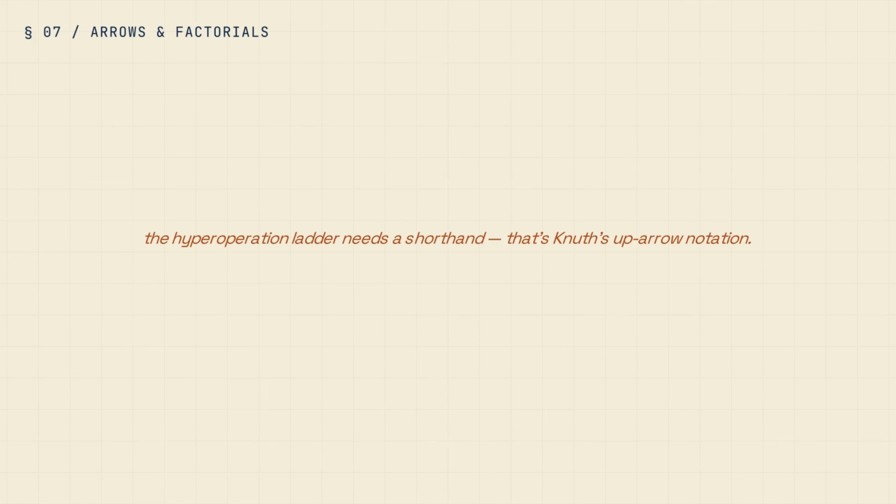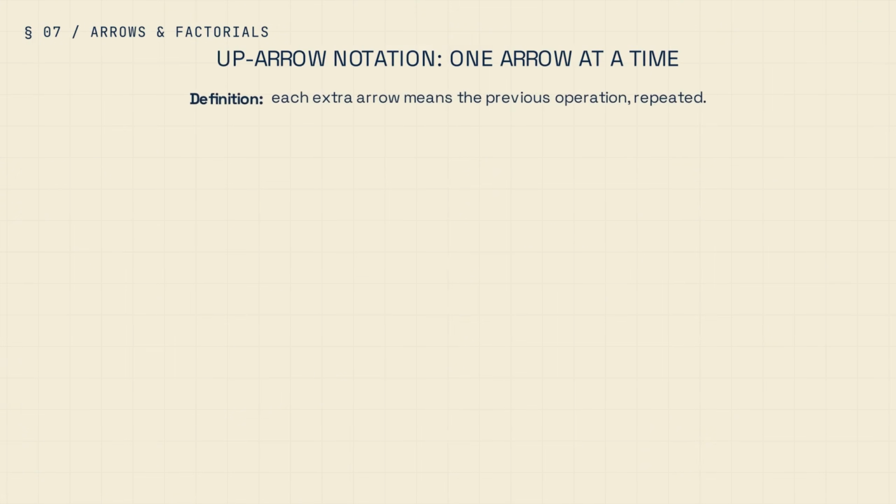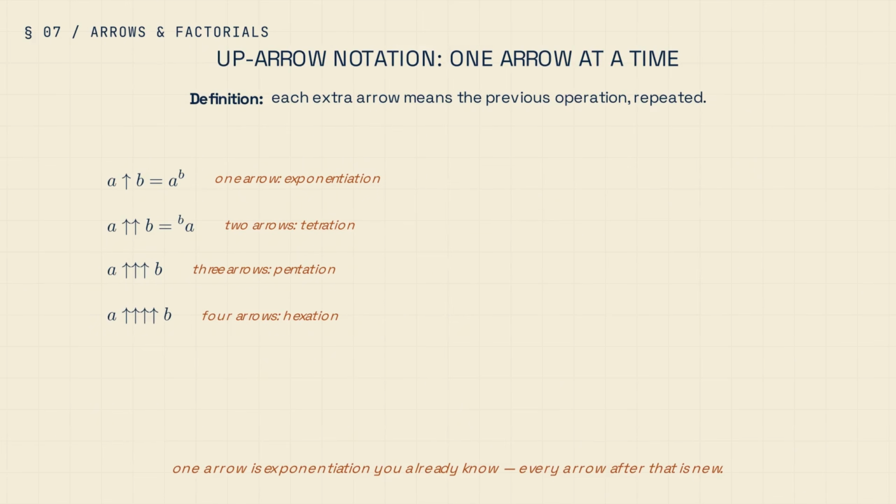So let's understand these arrows. These are Knuth's up arrow notation, right? Every extra arrow means take the previous operation and repeat it. A single arrow denotes a to the power of b, which is just basic exponentiation. 2 arrows are tetration, 3 are pentation, and 4 are hexation.